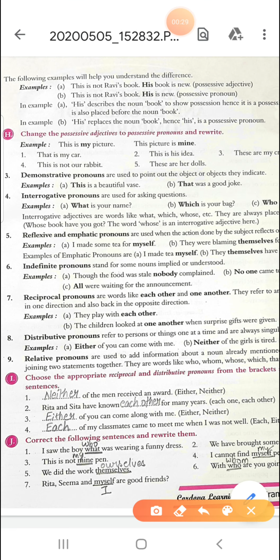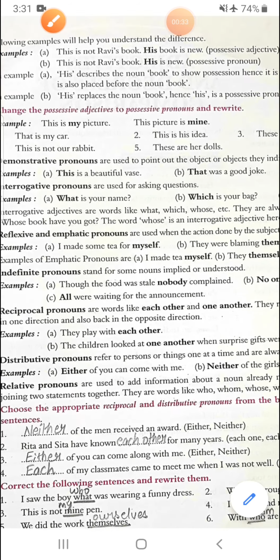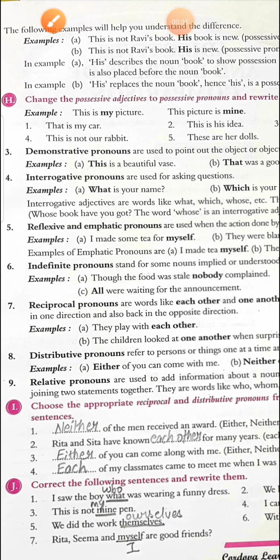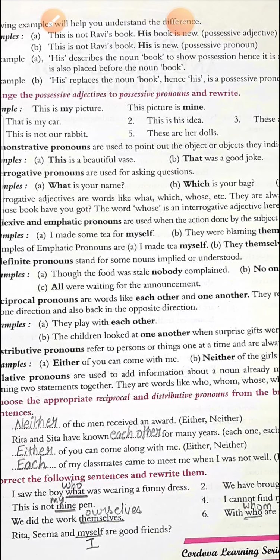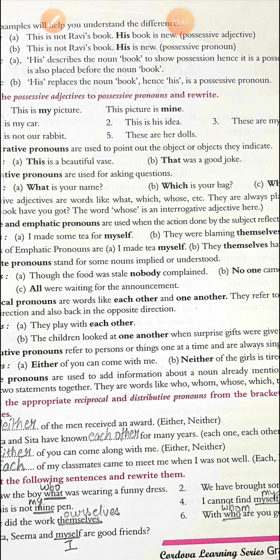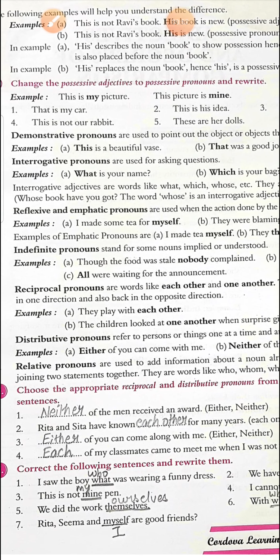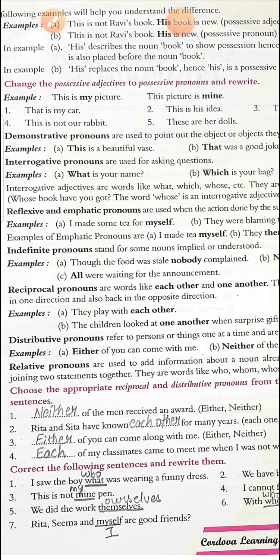That is what? Demonstrative pronouns. What are demonstrative pronouns? Demonstrative pronouns are those which are used to point out the object or objects they indicate. Actually, this demonstrative pronoun points out a noun.